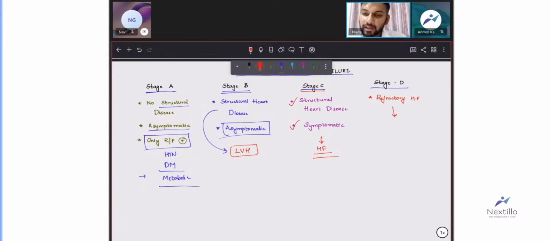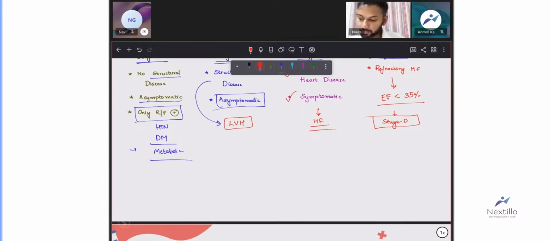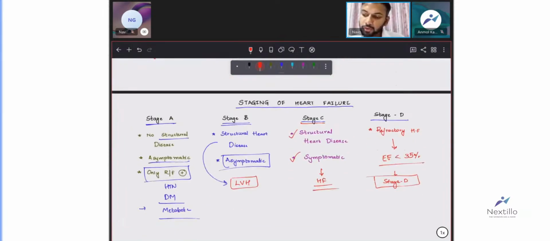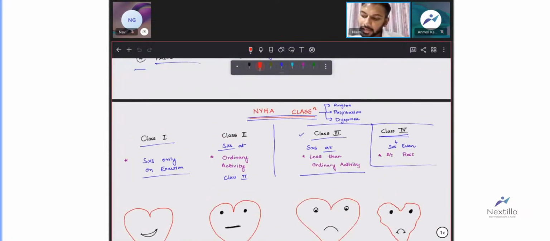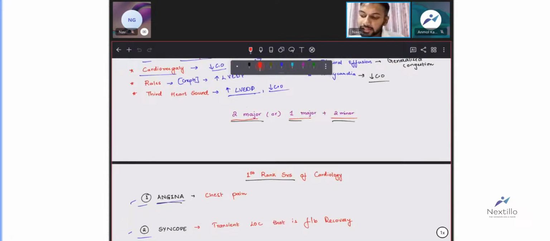Stage D is refractory heart failure. I'll tell you which drugs to use for heart failure. Even after using all the drugs, if EF is less than 35%, if the EF is not improving, that is what is known as stage D. So these are the stagings of heart failure. This is NYHA classification, and we finished the first rank symptoms of cardiology.